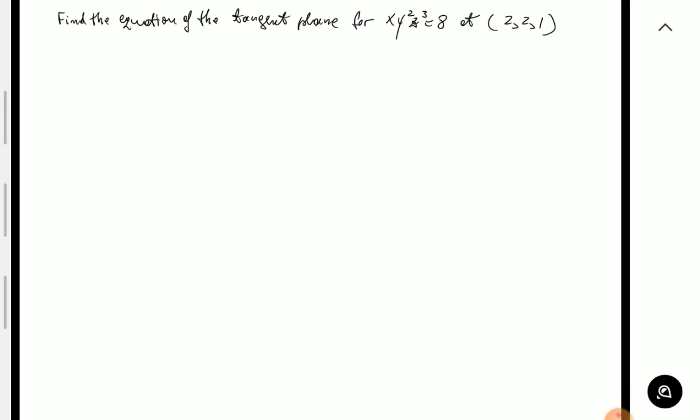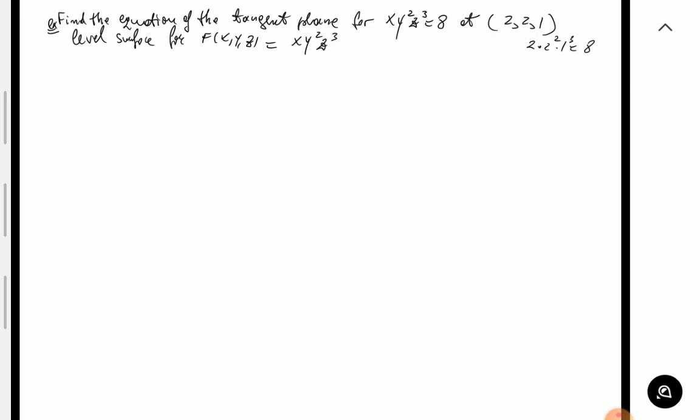All right, so here's the example. Find the equation of the tangent plane for the surface x y squared z cubed equals 8 at the point 2, 2, 1. You can check that 2, 2, 1 is on the surface indeed. 2 times 2 squared times 1 cubed is equal to 8, as expected. So it's a surface given implicitly as a level surface for the function big F of x, y, z equals x y squared z cubed.